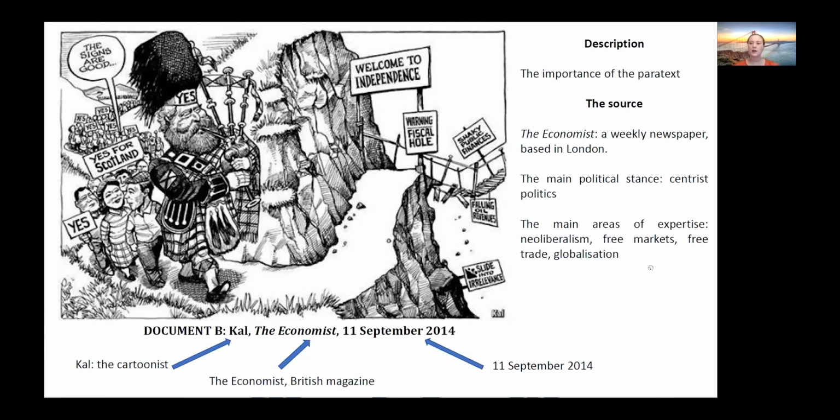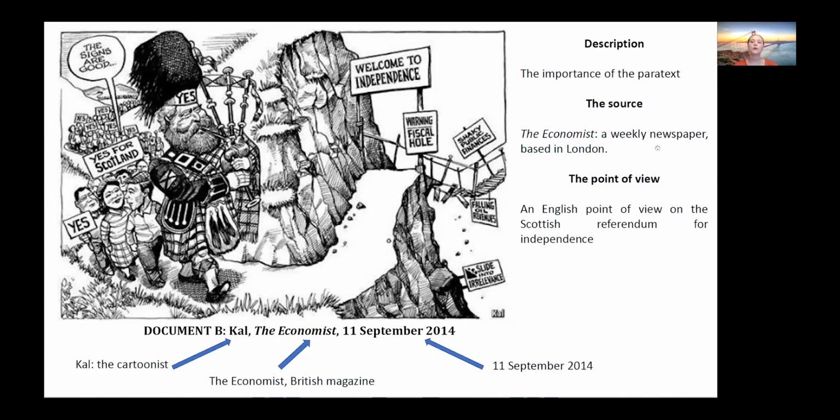So why do you need to pay attention to the paratext? It is here that you already find information on the source, and this will be of importance as we are going to see. So for example, The Economist is a weekly newspaper which is based in London. The main political stance of the newspaper is centrist politics, and the main areas of expertise are neoliberalism, free markets, free trade, and globalization.